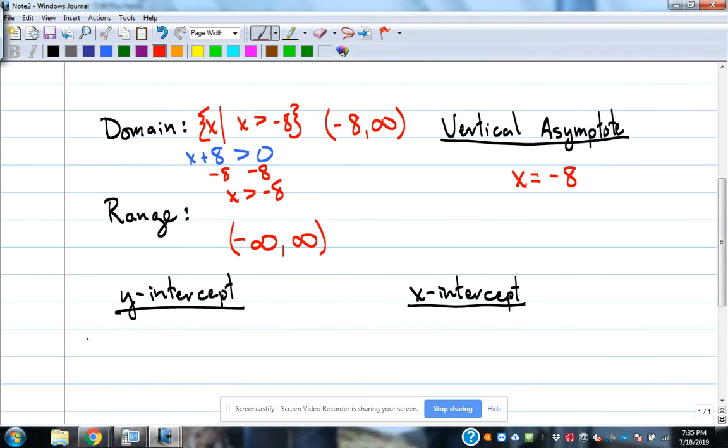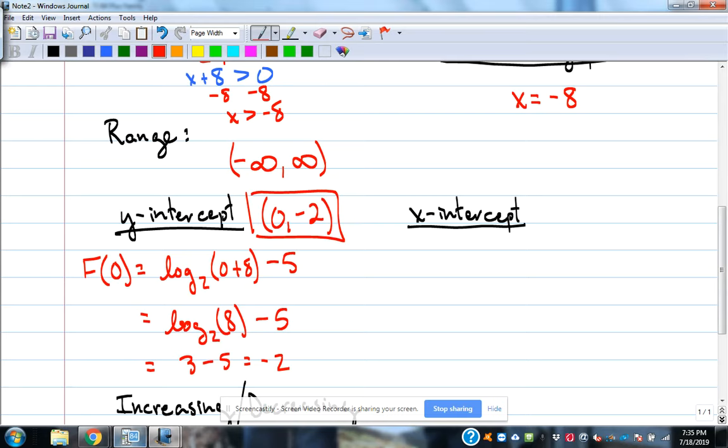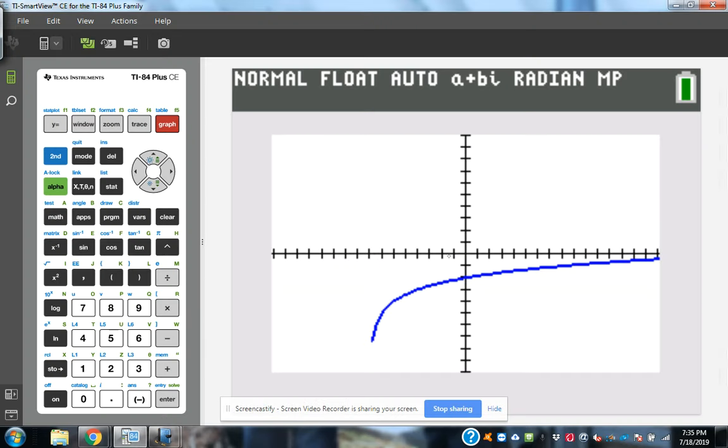In order to find the y-intercept, we plug a 0 in for x. Log base 2 of 0 plus 8, minus 5, so log base 2 of 8 minus 5, 3 minus 5, which is negative 2. The y-intercept is at (0, negative 2). We can also see that in our graph right there at negative 2.